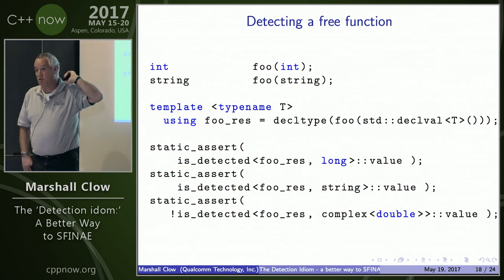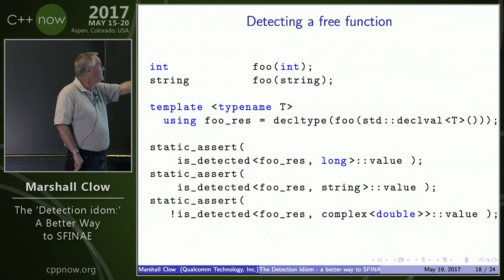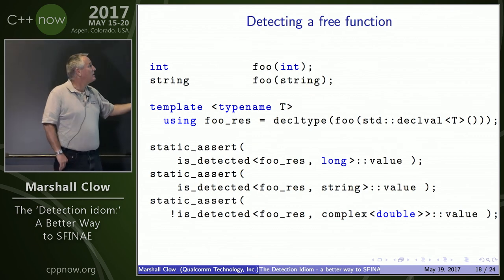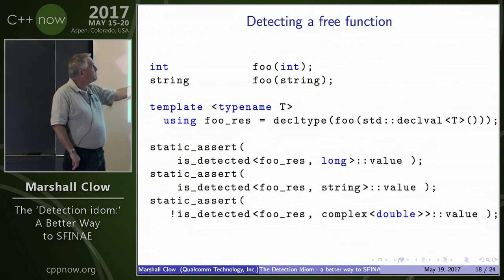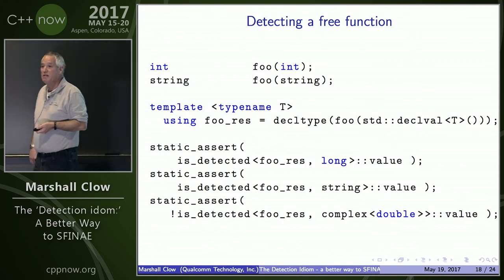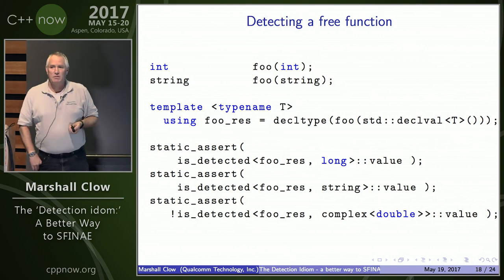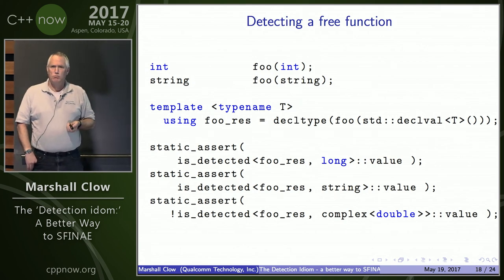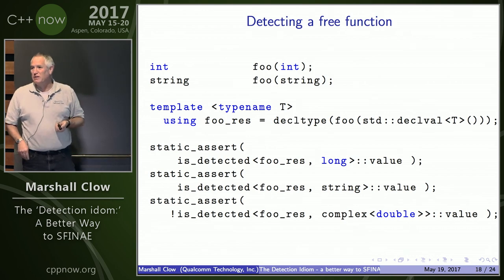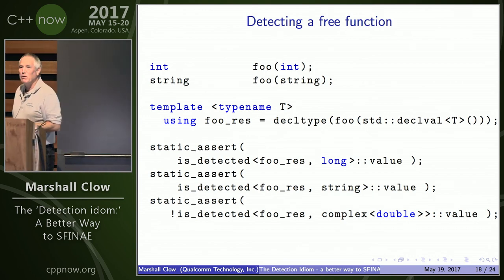As a separate step, you could certainly do that. Once I know that I can call foo with some of these, you could say noexcept foo of T, of decltype T. Is declval not noexcept? Excuse me, declval, I think it is, because it doesn't actually do anything. I can't imagine how it would throw an exception.